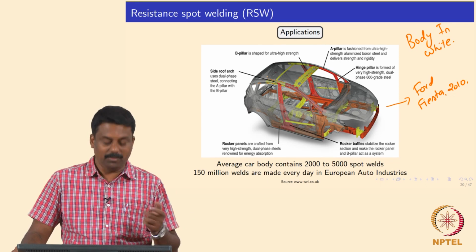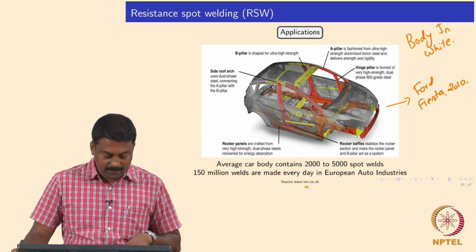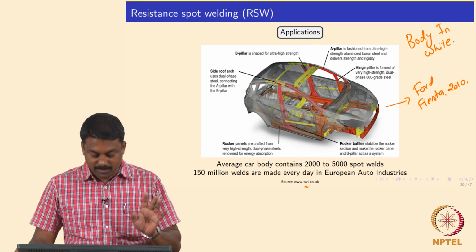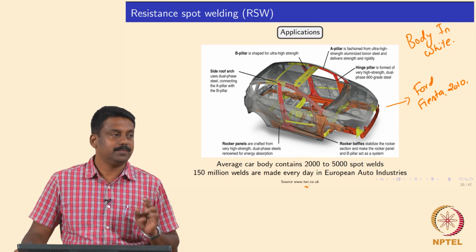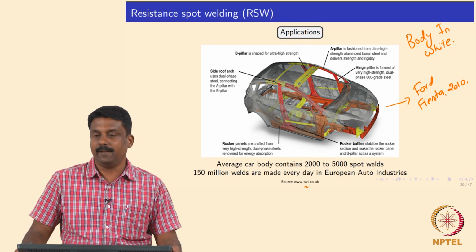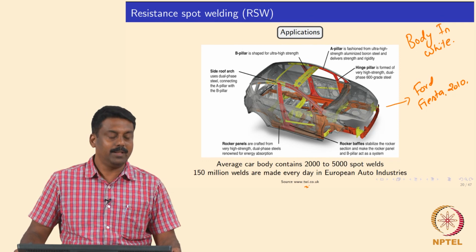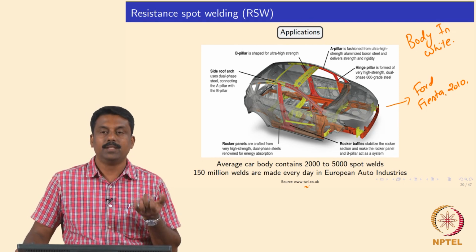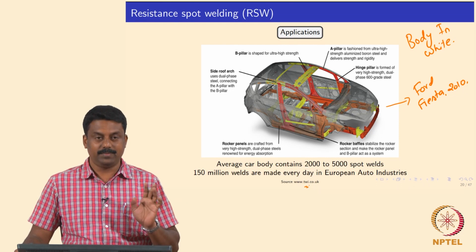Okay. So, the statistic I took from TWI, the Welding Institute of London. In Europe alone, they make about 15 crore welds every day. A similar amount you also see in India as well. So, the number of resistance spot welds made in a day is huge, enormous.